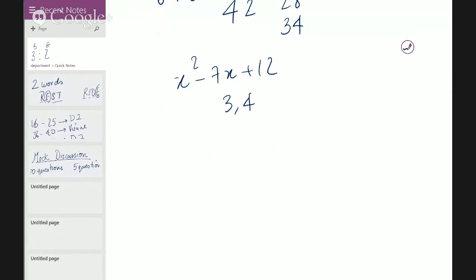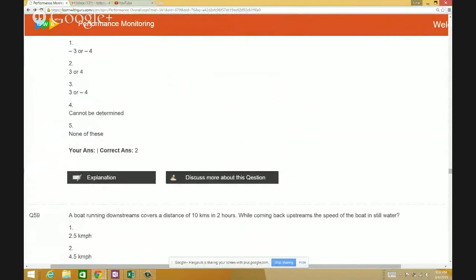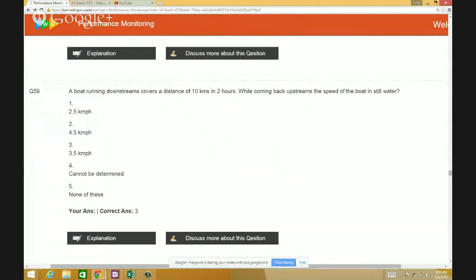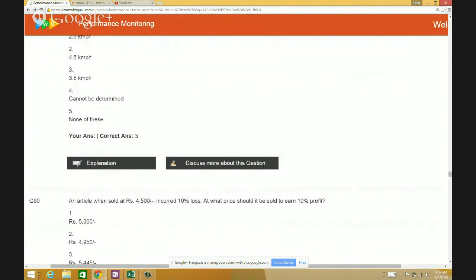And that's the answer. Okay. You can just solve that quadratic. You can follow my quadratic video down there. Boat running downstream covers 10 kilometers in 2 hours. So downstream speed is going to be 5 kilometers an hour. While coming back upstream, data is missing precisely. There should be some data here. Anyway, so let it be.